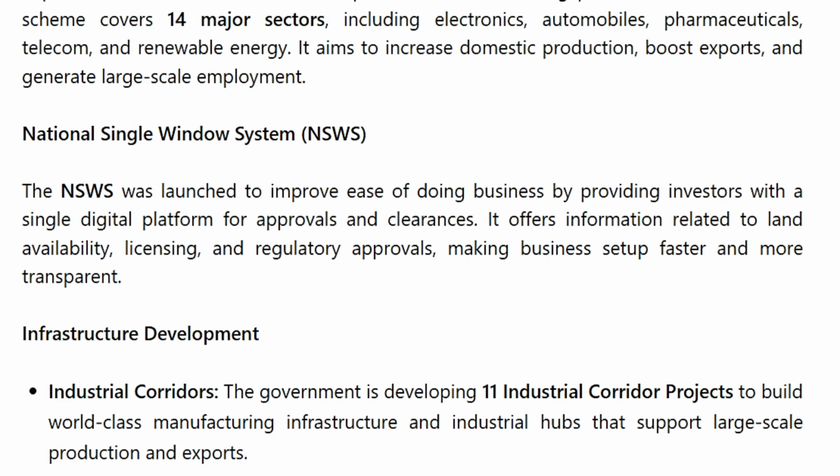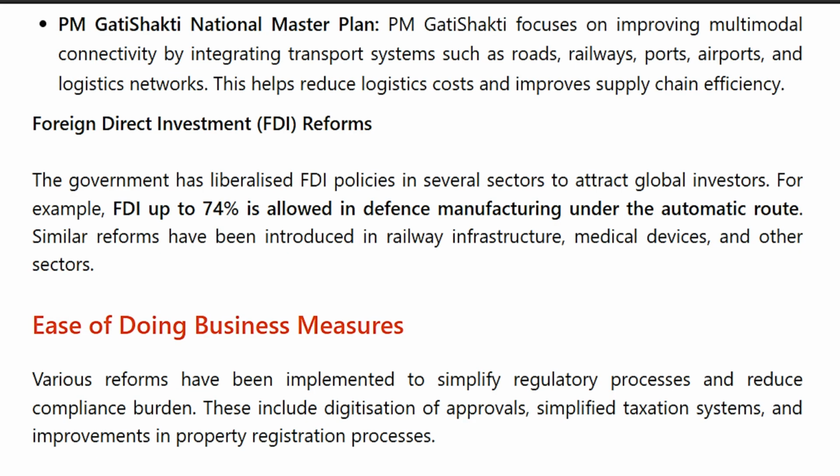Infrastructure development. Industrial corridors: the government is developing 11 industrial corridor projects to build world-class manufacturing infrastructure and industrial hubs that support large-scale production and exports. PM Gati Shakti National Master Plan: PM Gati Shakti focuses on improving multimodal connectivity by integrating transport systems such as roads, railways, ports, airports, and logistics networks. This helps reduce logistics costs and improves supply chain efficiency.